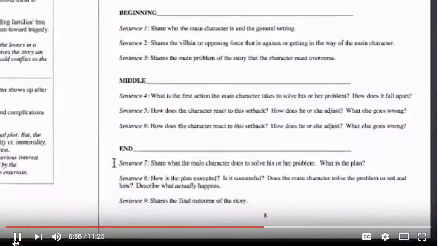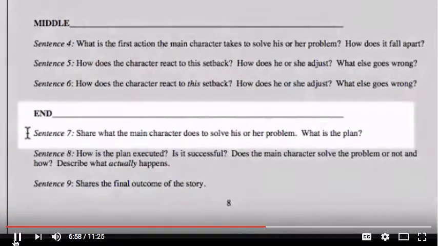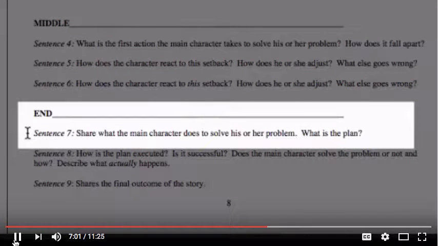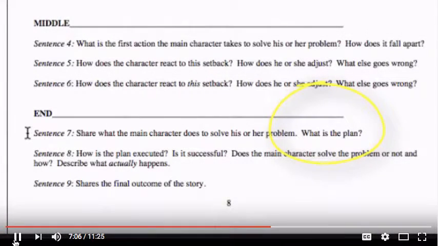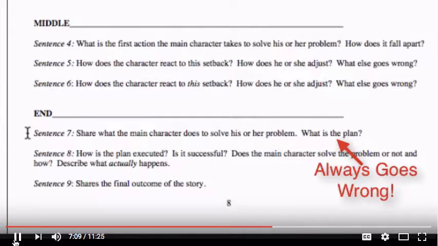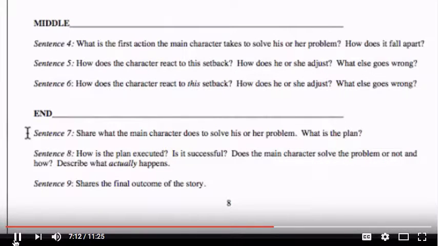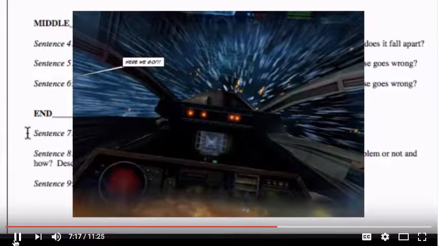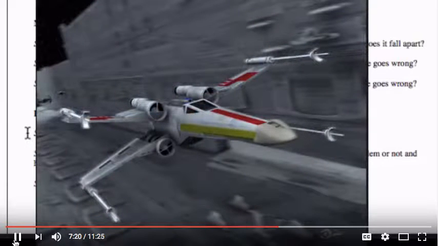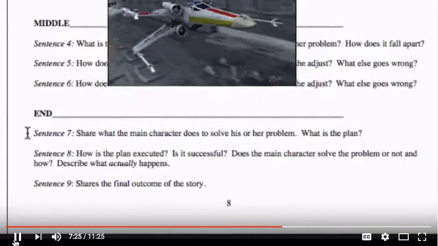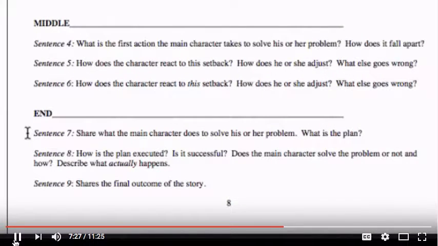Sentence 7 is all about the main character's expectation. In other words, how does the main character believe he or she is finally going to solve the problem? What's the plan in his or her head? Now, just remember, this plan always goes wrong, but they always come up with it. For example, when Luke Skywalker is flying his X-Wing into the Death Star, he probably doesn't imagine that he's going to be the only one left and that Darth Vader will be hot on his tail. He probably thinks he'll be supporting some other guy who will be taking that shot that blows up the Death Star. So, this is the sentence where we describe that plan.